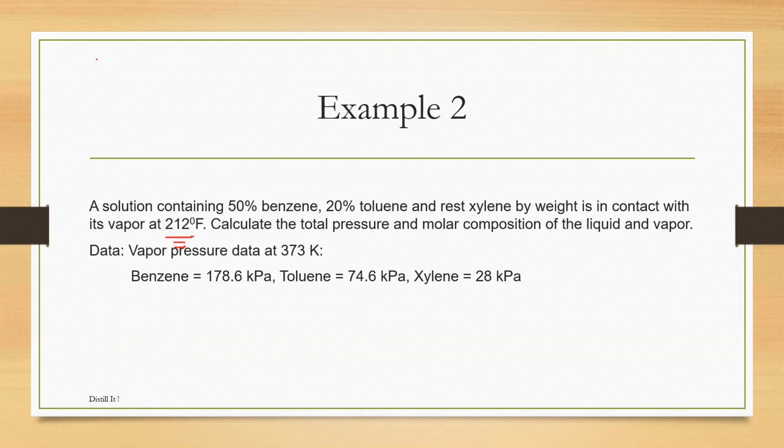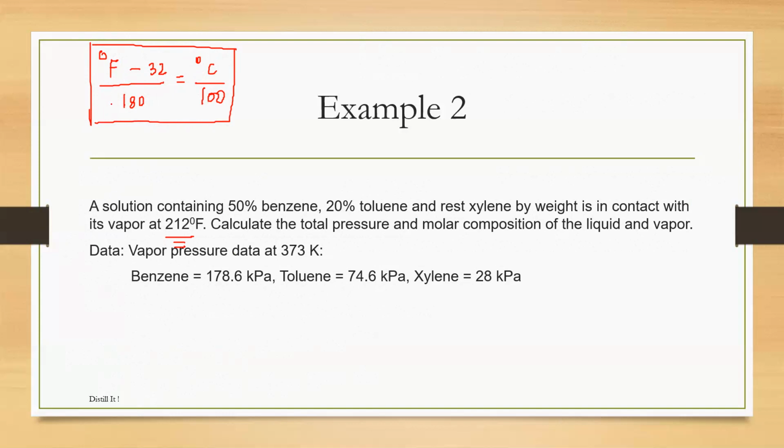Now, let me tell you how to convert degrees Fahrenheit to degrees Celsius. It's a very simple conversion. When we convert from degrees Fahrenheit to degrees Celsius, the conversion is given as: the temperature in Fahrenheit minus 32, upon 180, is equal to degrees Celsius upon 100.